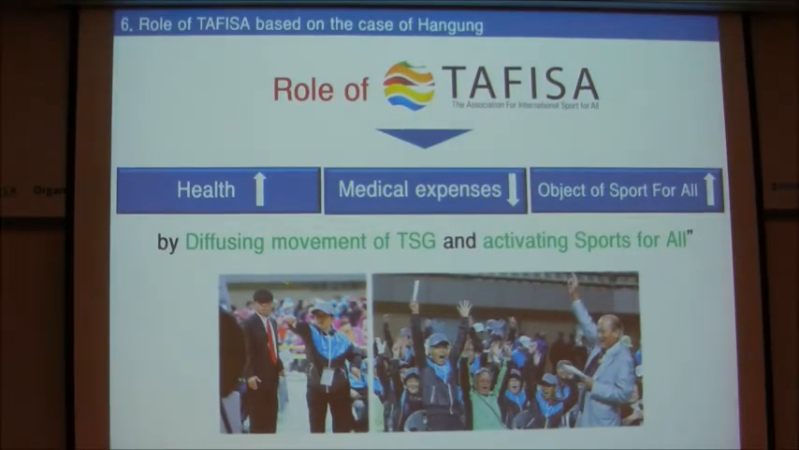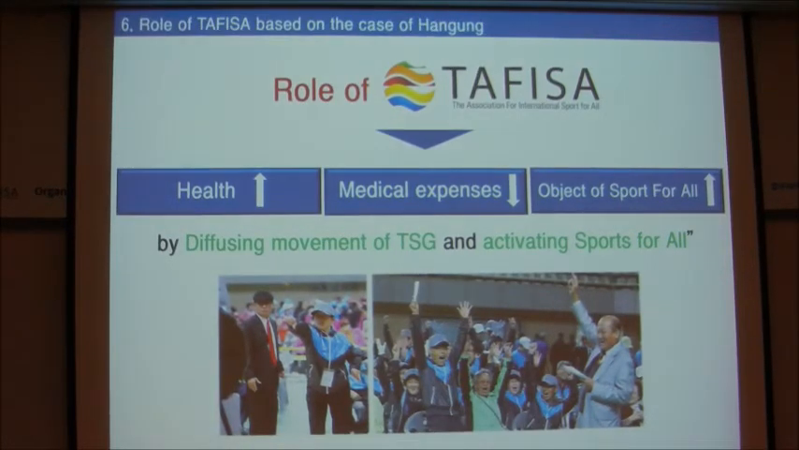In conclusion, what is the role of TAFISA based on the case of Hangung? TAFISA should contribute to improving health, reducing medical expenses, and expanding the objects of sport for all by diffusing the movement of TSG and activating sports for all to make the world active.